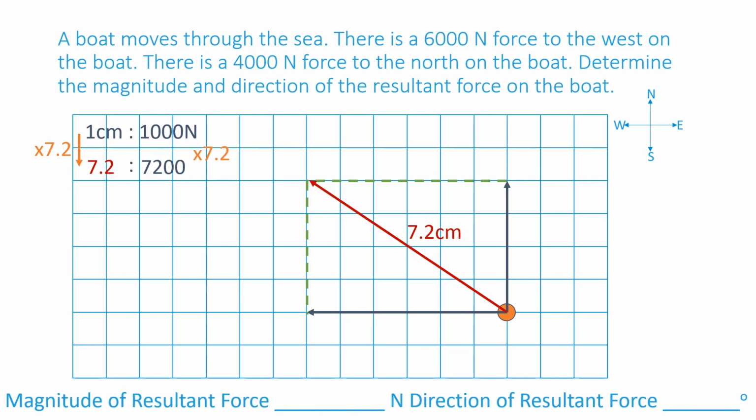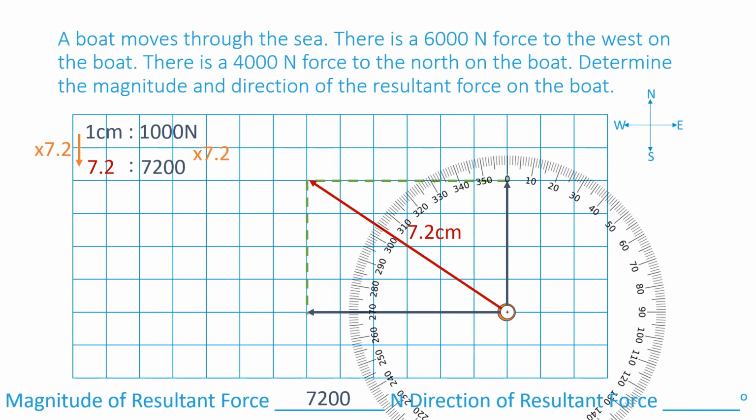I also need to work out the direction of the resultant force, so again I use my protractor, and here you can see that it's 304 degrees from the north. That gives me a final answer of the magnitude of the resultant force as 7,200 newtons, and the direction of the resultant force as 304 degrees.